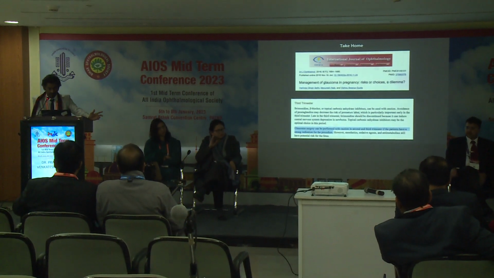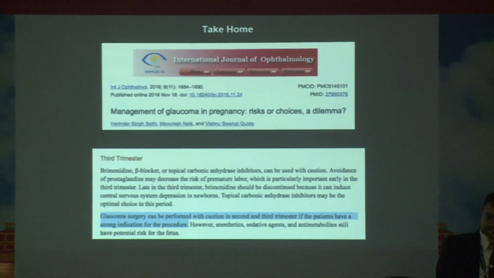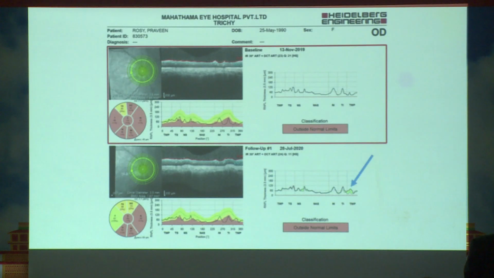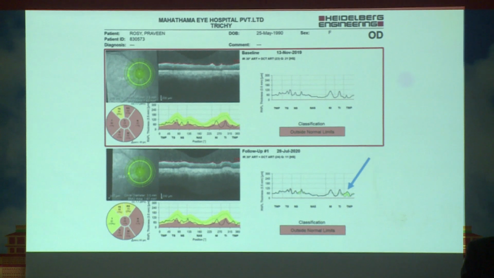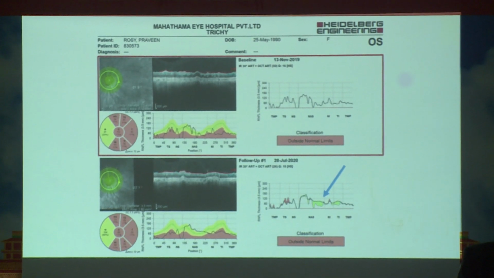So take-home: glaucoma surgery can be performed with caution in the second and third trimester if the patient has a strong indication for it, the patient has been followed up, and if not, there is some recovery of the RNFL, which is at least what the Hood's report is showing us in the subsequent follow-up.